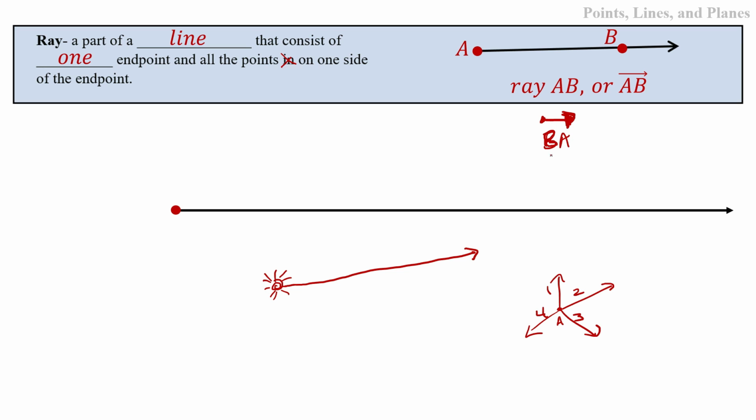Okay, so ray BA would actually start at point B and go towards A forever, like so. And so it will be incorrect to call this one up here ray BA, because it does not start at B. It starts at A and it goes towards B in that direction forever.